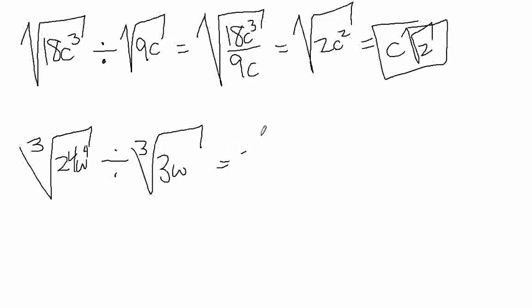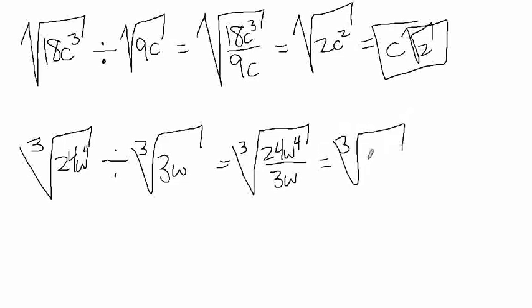Okay, I'll go ahead and do that now. So I have the cube root of 24 times w to the 4 all over 3w, and that simplifies to the cube root of 8w cubed, which simplifies to 2w.